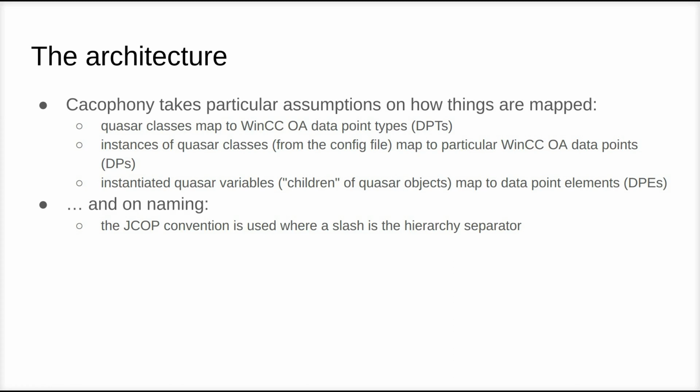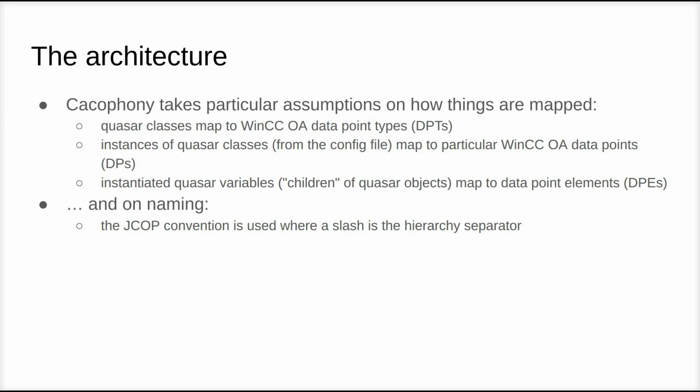So a Quasar class, which is like a type of a real-life object, like a sensor or engine or motor or whatever, this maps to WinCC OA data point type. So there's like one-to-one mapping. Then instances of those classes, so the things that you put into the config file, map to particular WinCC OA data points, DPs. And then variables, so in the address space, which you can see kind of like children of Quasar objects, they map to data point elements, which means DPEs.